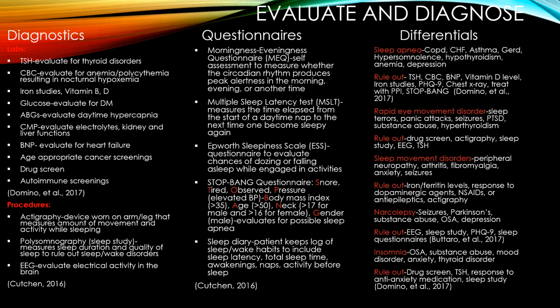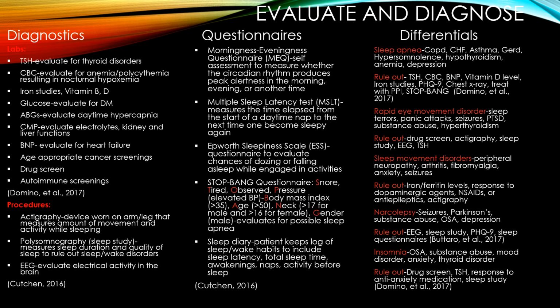So to diagnose, like I said, we need to rule out underlying conditions. So we want to evaluate for thyroid disorders, anemia, iron deficiencies, vitamin D, B deficiencies, glucose, to rule out diabetes. We want to evaluate kidney and liver functions, heart failure, any kind of cancer screenings, and drug screens, and some autoimmune problems such as rheumatoid or lupus.